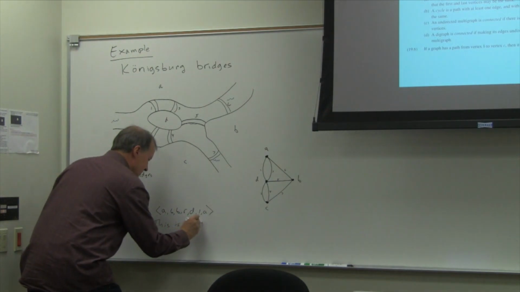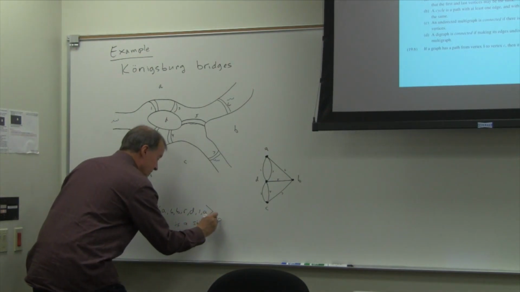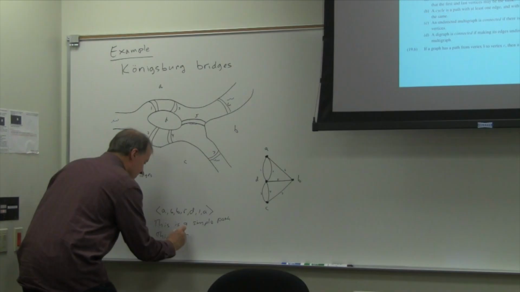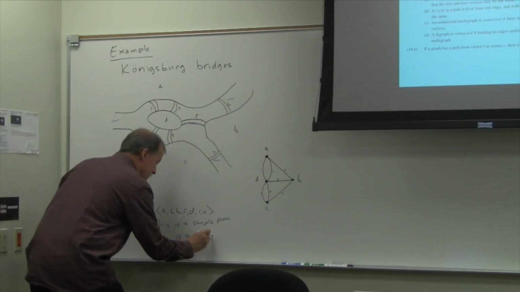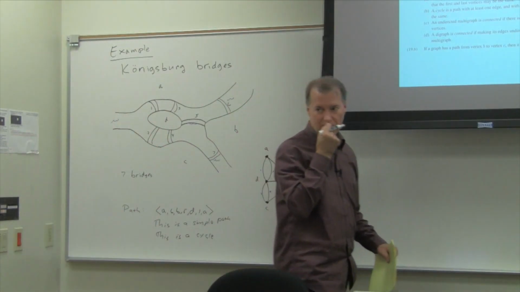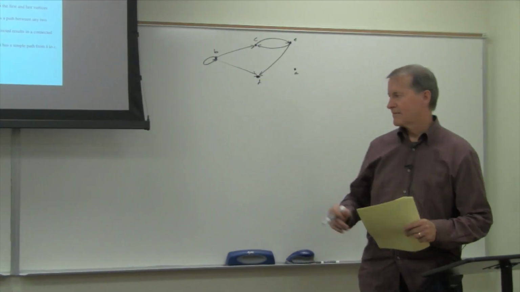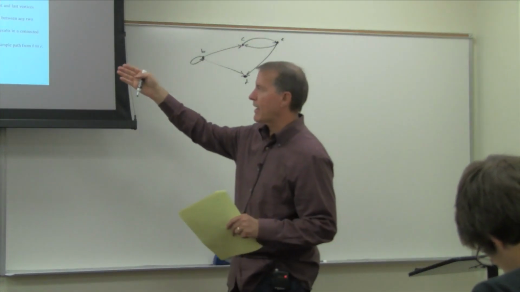Also a cycle, right? And let's take a look at the definition of a cycle. A cycle is a path with at least one edge and with the first and last vertices the same. So this is a simple path. This is also a cycle. A simple path can be a cycle. Okay, so is everybody clear on the definition of a simple path and a cycle?